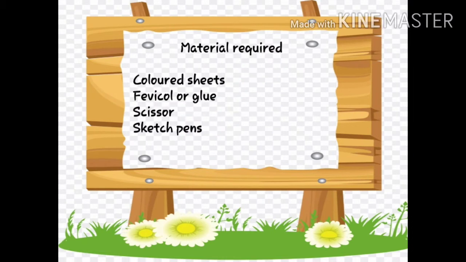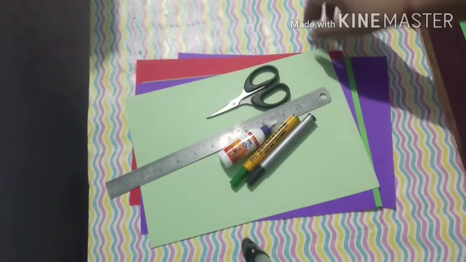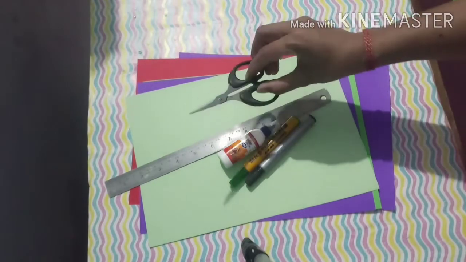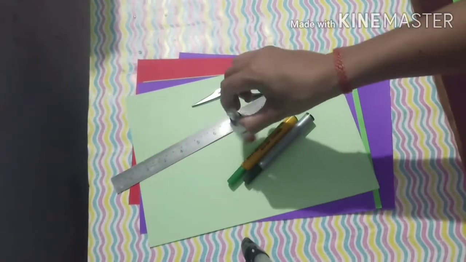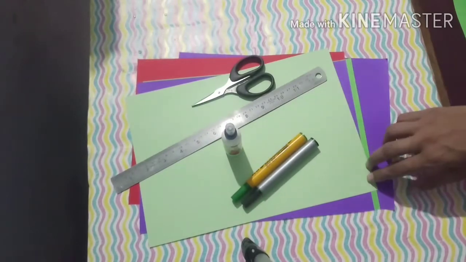Let's get ready. For this activity, we require the following materials: colored sheets, Fevicol or glue, a pair of scissors and sketch pens. You all need these materials. So here I have collected the materials: scissors, scale, Fevicol, colors and different sheets. Today we are going to make a calendar. You can use that calendar at your home also.